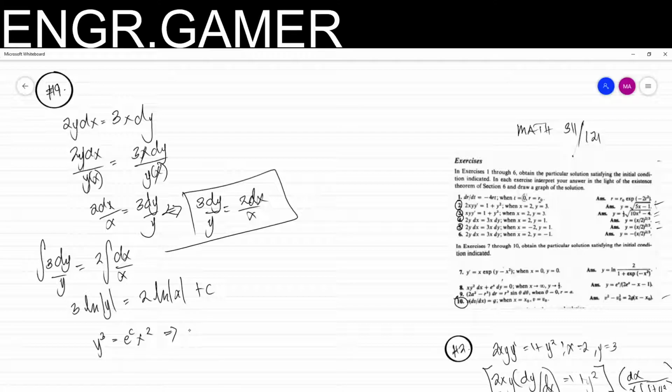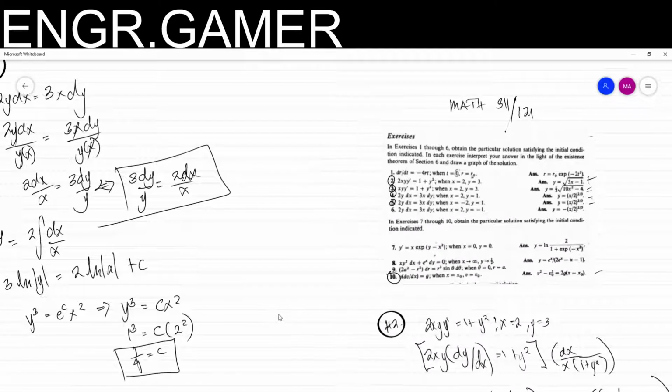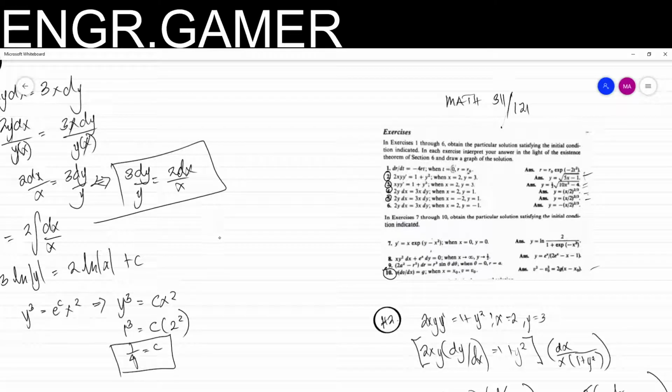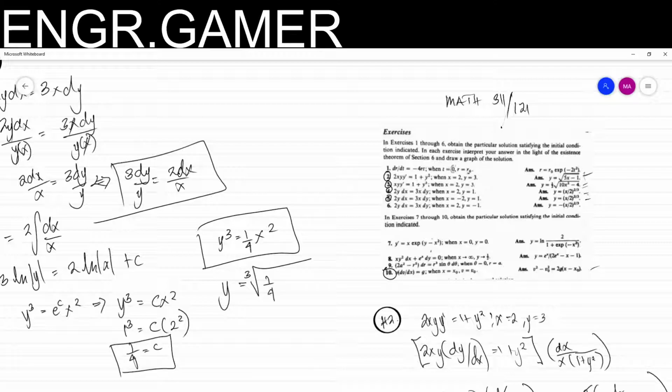Or, we have y cubed is equal to c x squared. No? e to the power of a constant is a constant. So, initial condition: when x is equal to 2, y is equal to 1. So, we have 1 cubed is equal to c times 2 squared. So, meron tayong 1 over 4 is equal to c. Okay? So, yung answer natin, so we have y cubed is equal to 1/4 x squared. Or y is equal to the cube root of 1/4 x squared.